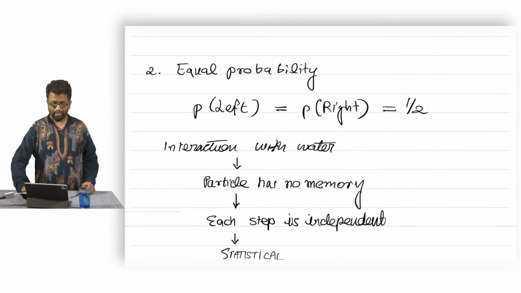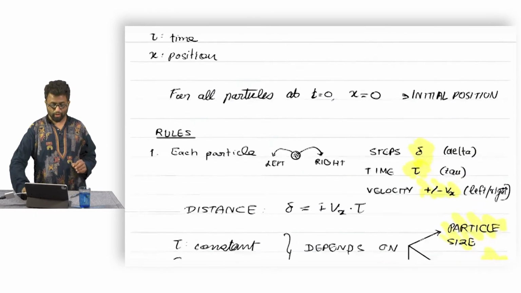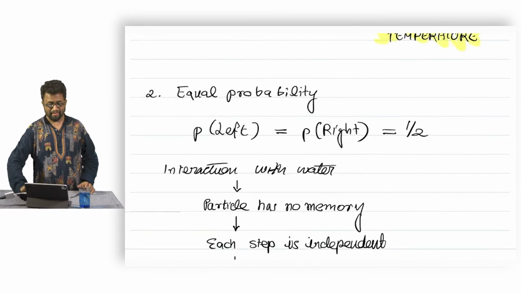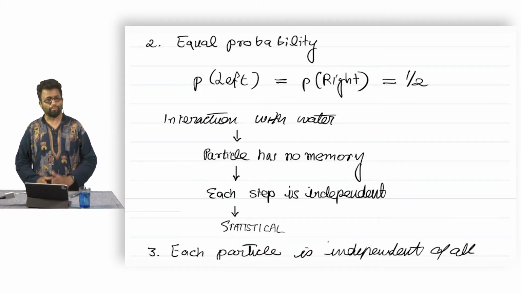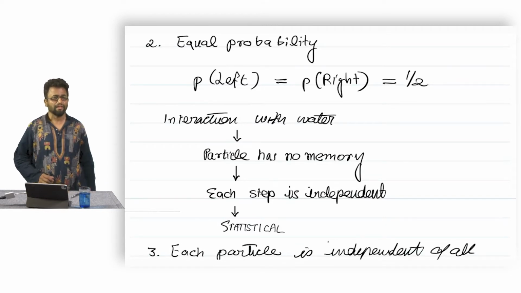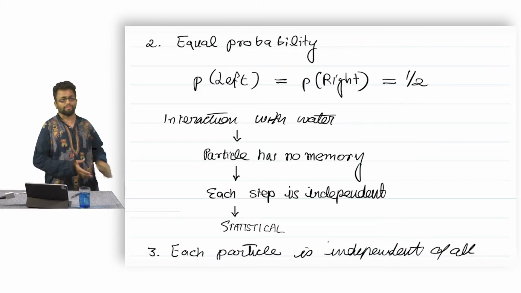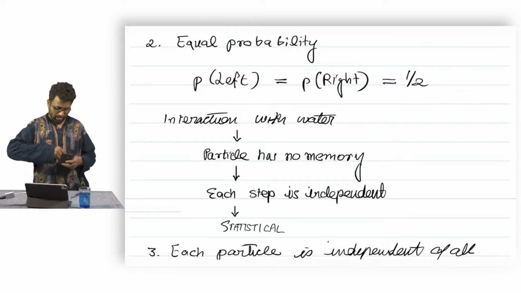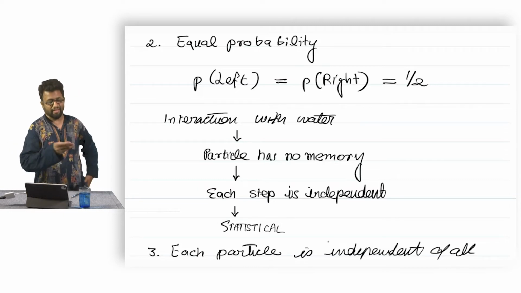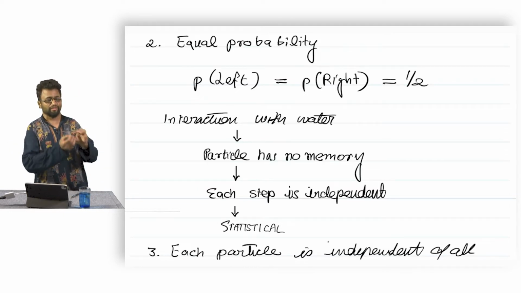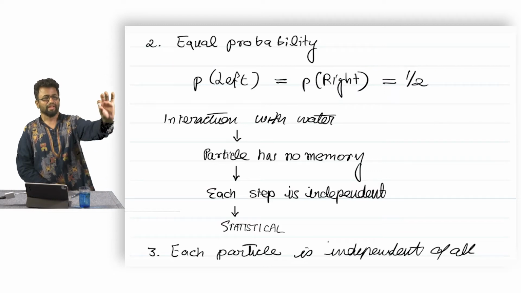So, the second part of the rules of the random walk is that the probability is equal. That is to say, p left is equal to p right is equal to 1 by 2, or 0.5. This is nothing but the familiar problem that you have all had to deal with in statistics class, the problem of heads and tails, right. Every cricketer knows this, every football coach knows this, heads and tails.